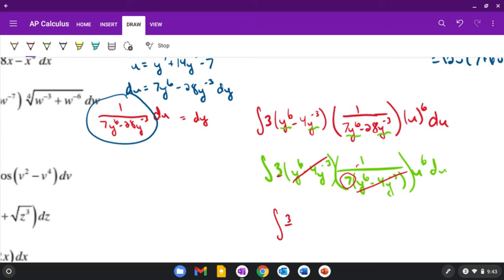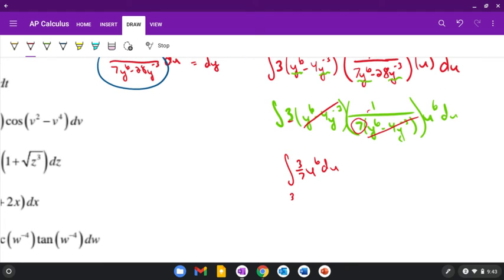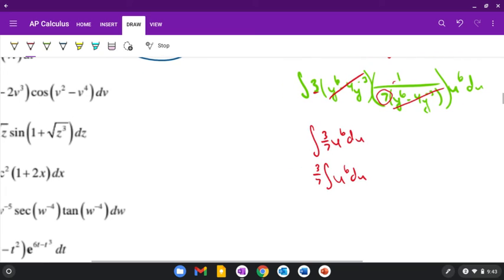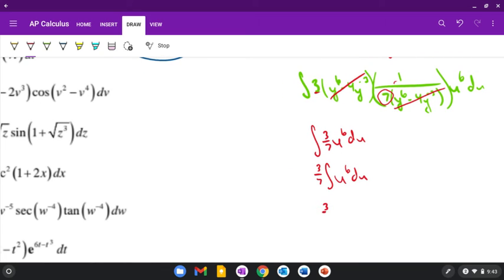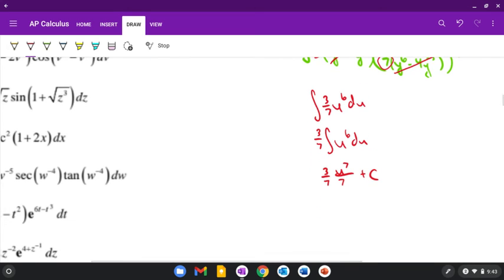So it's just 3/7 u to the 6th du. And we can actually even pull that 3/7 in front. 3/7 integral of u to the 6 du. And that's an easy integral. We just add 1 and divide. So that becomes 3/7 times u to the 7th divided by 7. And then the du goes away, the integral goes away, so plus c.